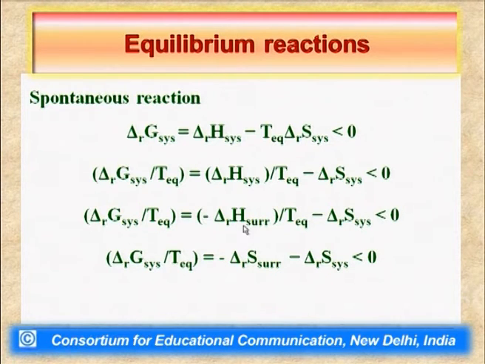So, in that sense, if delta_r H surrounding is a positive value, what is delta_r H surrounding by T equilibrium? Isn't it the entropy change of the surroundings? That is what we need to look at. That is minus delta_r S surrounding minus delta_r S system, that is less than or equal to 0, which is equal to delta_r G by T equilibrium.